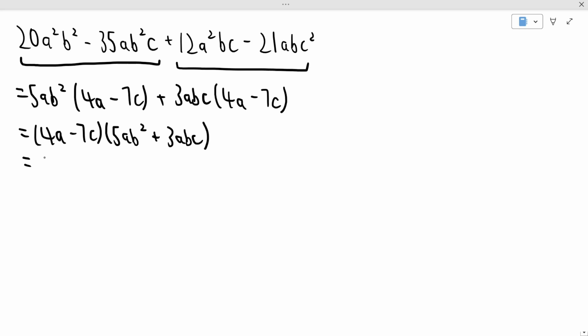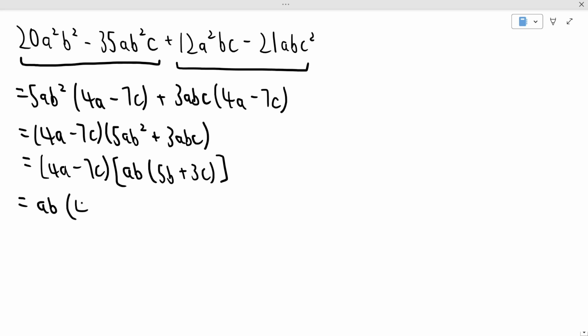So we'll rewrite this expression and factor the second parentheses even further by taking out an ab from both terms. 5ab squared divided by ab is 5b, and 3abc divided by ab is a plus 3c. So now, we can rewrite this expression by bringing out the ab to the front of the expression, and this is our final answer.